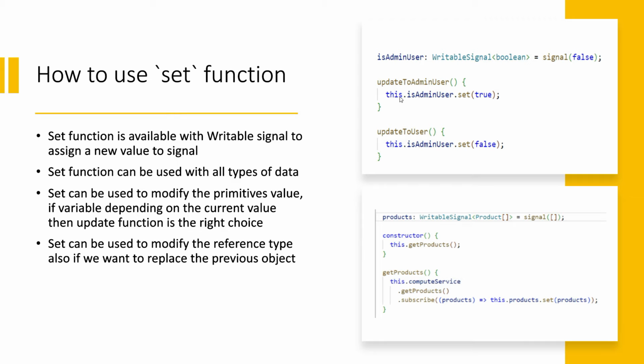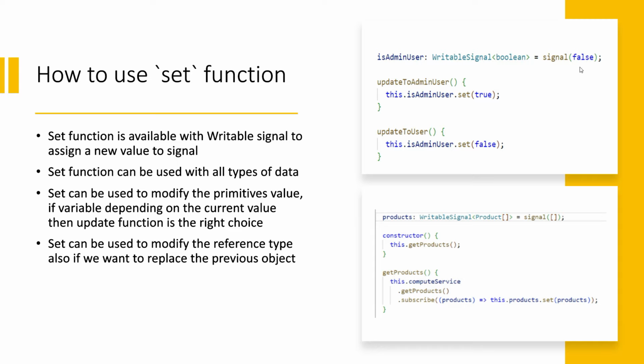So how to use the set function? The set function is available with WritableSignal to assign a new value to a signal, and here you can see the boolean signal. By default it is a writable signal, but if you want to specify the type manually, that is also fine. If you do not specify this either, it is still a writable signal. So we know boolean is a primitive data type, and these are immutable data types. So if we want to update the value, we can use the set function because we are going to replace the previous value, right? So we can use the set function to assign a new value.